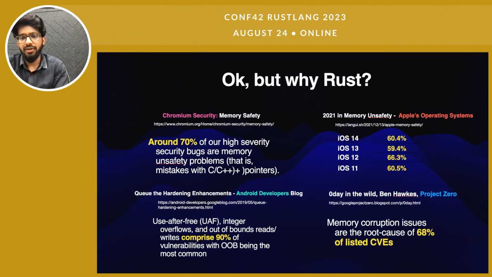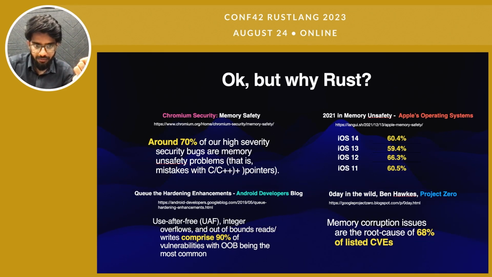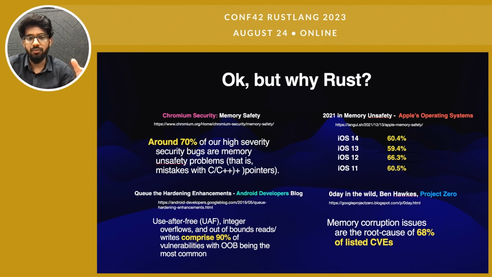In 2021, for memory unsafety, Apple's operating system 14 had 60.4% memory vulnerabilities, 13 had 59.4%, 12 had 66.3%, 11 had 60.5%. This is a very huge number. Android developers blog, the hardening enhancements: use after free, integer overflows, out of bound reads, writes, compares, 90% of vulnerabilities with OOB being the most common. These are the things which are not properly managed in the existing code base.